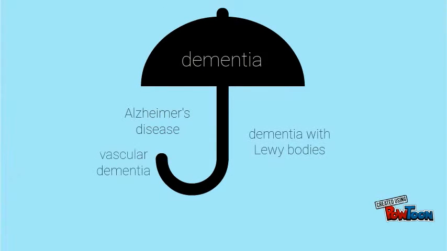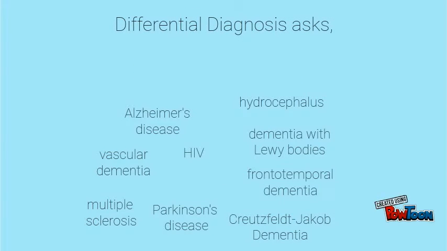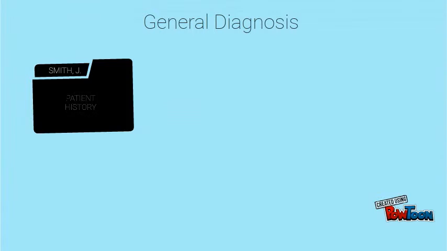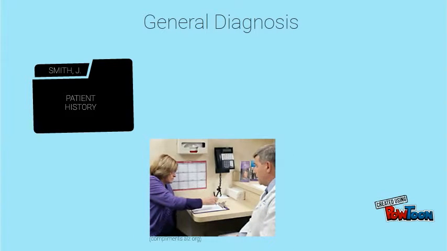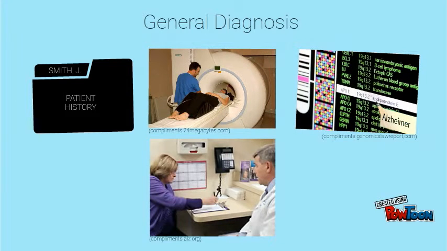All the subtypes of dementia vary in their causes, prognosis, and treatment. For this reason, it's critical to determine the most accurate differential diagnosis for each patient. Diagnosing dementia in general involves taking a thorough patient history, conducting cognitive assessments, and where appropriate, using genetic testing and neuroimaging.